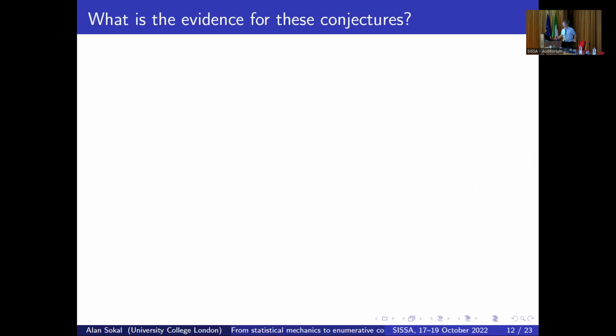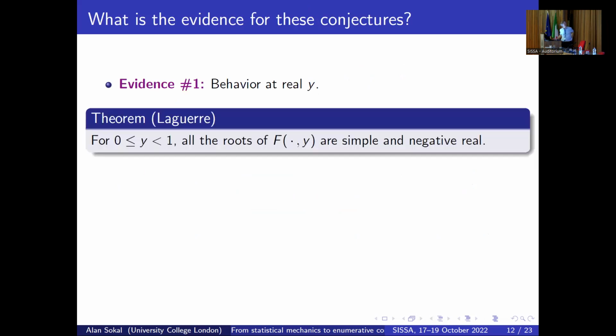And then you can ask, okay, I can pile on conjectures, but what's the evidence for these conjectures? So evidence number 1 is the behavior at real y between 0 and 1. And there's a theorem of Laguerre. When y is between 0 and 1, all the roots of this deformed exponential function are simple and negative real.